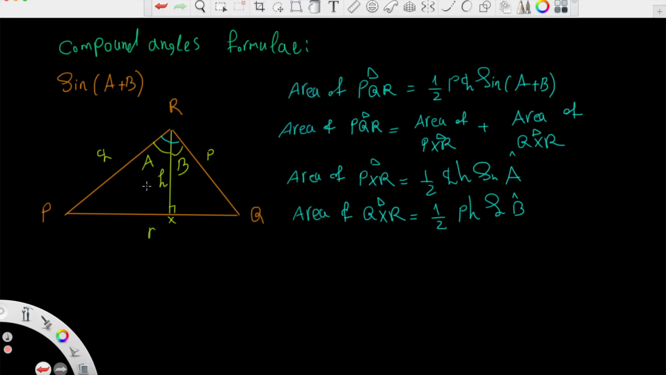Now let's express H in terms of angle A and Q. In this triangle, we know that cosine of A is equal to adjacent, which is H over Q. So H will be Q cosine of A, and likewise in the right hand side triangle, cosine of B is equal to H over P. So H is P cosine of B.